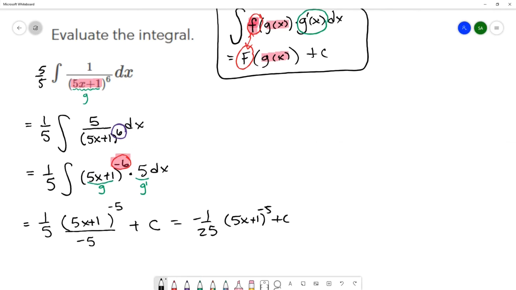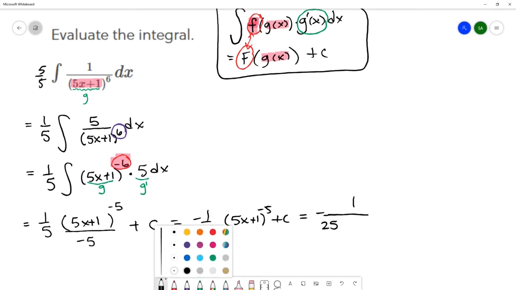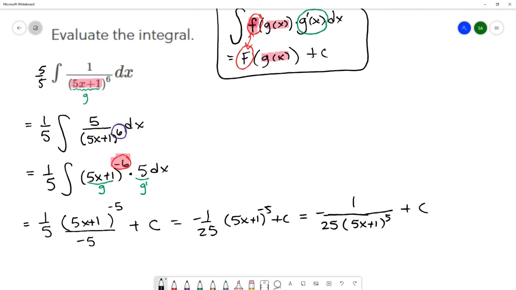And I can move that factor down into the denominator using my exponent rule. So that's negative 1 over 25, and negative 1 over 25 times (5x plus 1) to the 5th power plus c.